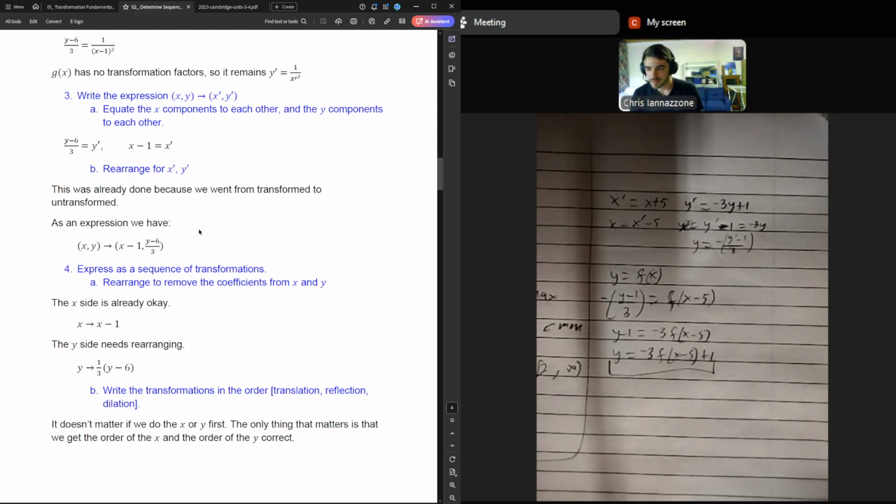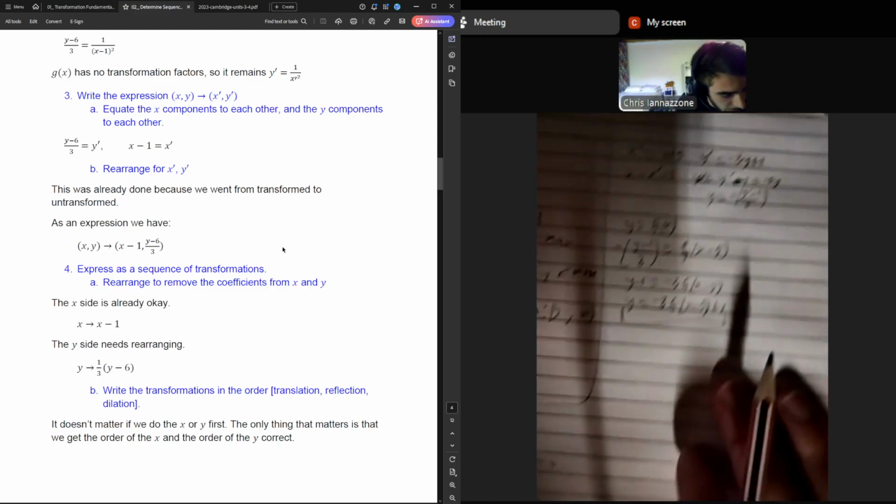But more likely, step 4 will come into play, which is express as a sequence of transformations, which means literally using the language of transformations. So, how do I handle this? Well, I handle this just a little bit differently to how you might have been taught to handle this. My recommendation is to start by taking any coefficients off of the x and the y. The reason why I recommend you start with this is because it treats it like you would for any other function. I want to build that habit early for you.